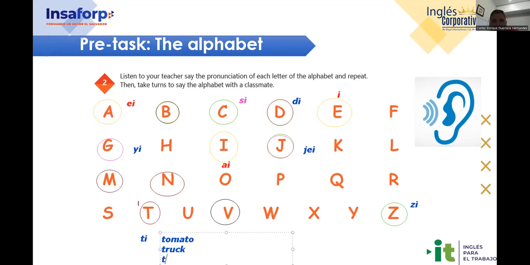Thank you. Ese TH es otro sonido. Un sonido de Z. Thank you. Entonces no representaría acá este sonido de Z. Otro sonido.